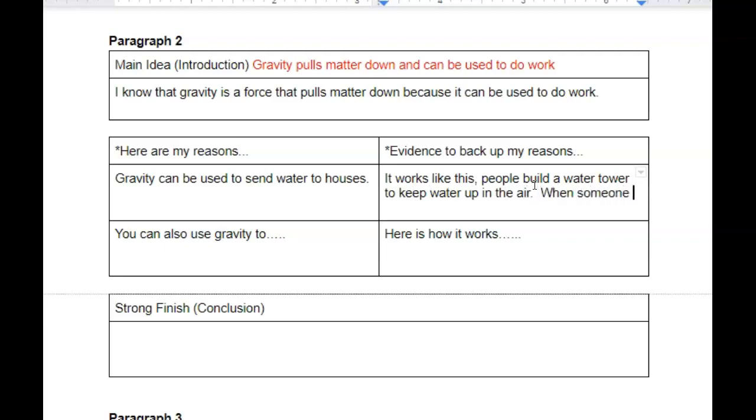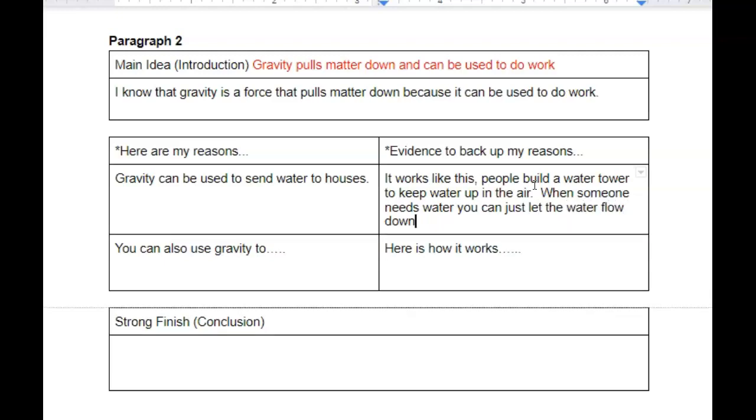When someone needs water, you can just let the water flow down. You could just let the water flow down to the house. Gravity will pull it. Now, is that the best sentence in the world? I could probably fix that up. But remember, this is not your paragraph. This is just your graphic organizer. I'm just throwing in ideas, evidence, details to support that reason. And then when I go to write my paragraph, I can tweak this however I want.